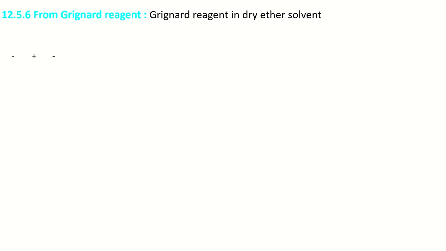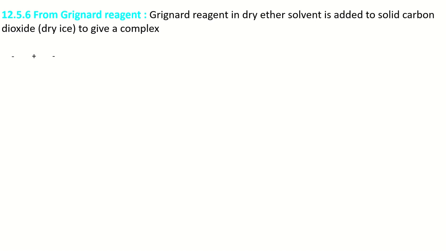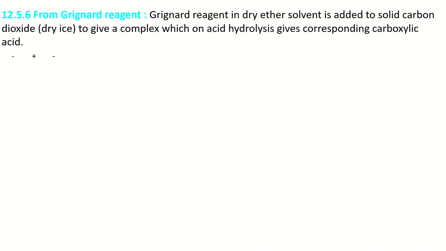Let's see the next slide, last slide, that is from Grignard reagent, most reactive reagent in the organic chemistry. Here, Grignard reagent in dry ether solvent is added to solid carbon dioxide. Solid carbon dioxide is nothing but the dry ice to give a complex which on acid hydrolysis gives corresponding carboxylic acid.